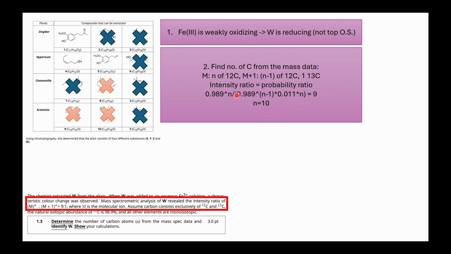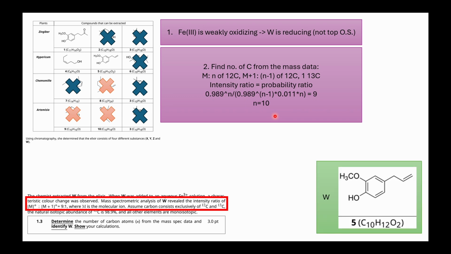So if you do some rearrangement, or you just ask your calculator to solve it for you, you'll get n equals 10. So out of these three, only number 5 has n equals 10. So let's double check whether that makes sense.